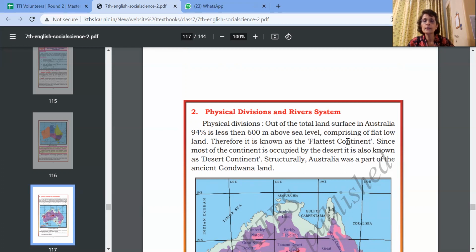Since most of the continent is occupied by the desert, it is also known as a desert continent. A lot of it, some of the biggest deserts of the world, are in Australia. So it is also called a desert continent.